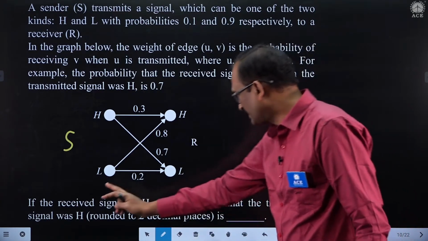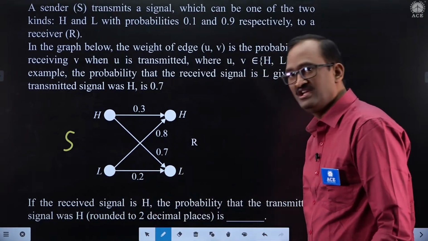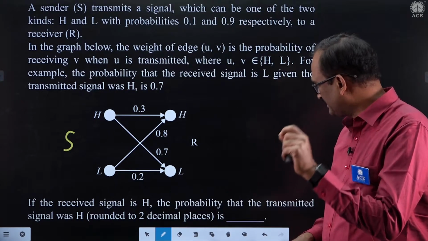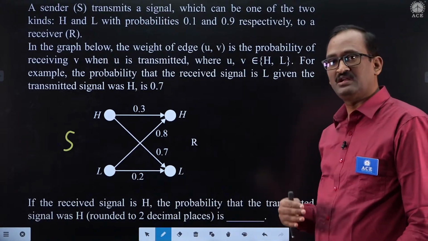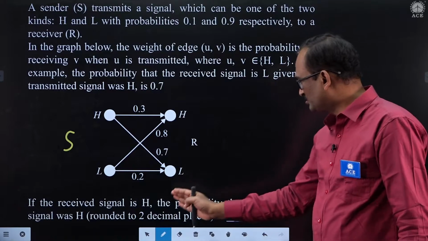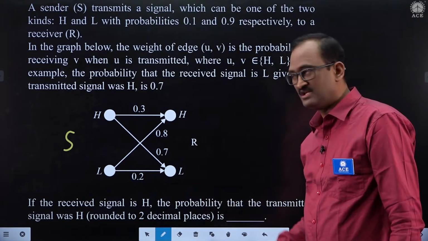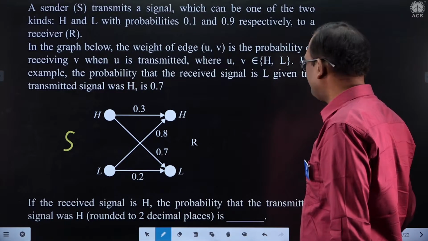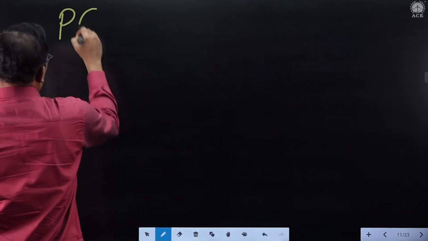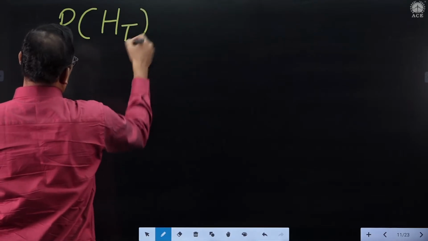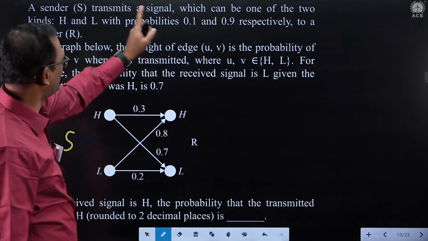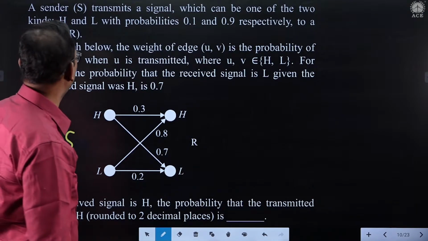Now, if the received signal is H, what is the probability that the transmitted signal was also H? Your answer should be correct to 2 decimal places. Fine. First of all, we were given the probability of H transmission. Just observe, the probability of signal H transmission is 0.1.